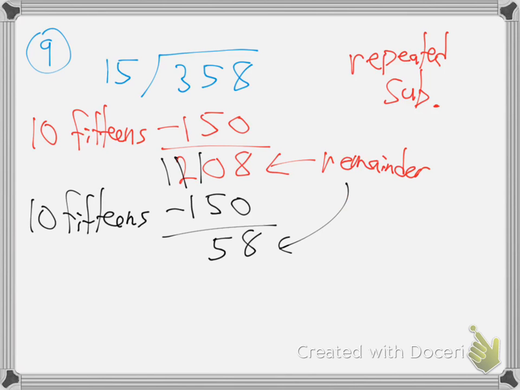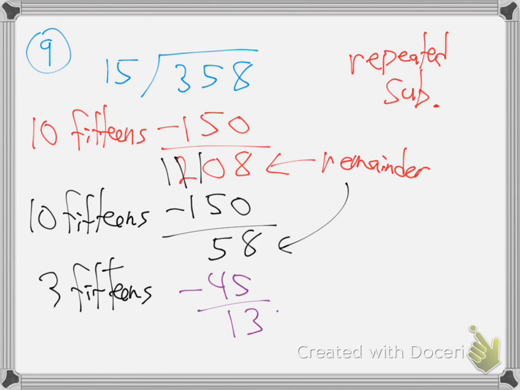That's my current remainder. Now remember, I'm taking 15s out. I've taken out 10 15s, 10 more 15s. How many 15s can I take out of here? I don't know. Use your calculator. 3? I don't think 4. I think 3. 3 15s, that's 45, right? So take out 45. What are you left with? 13. And you can't take any more 15s. You can't take a 15 out of 13. So that's your final remainder.